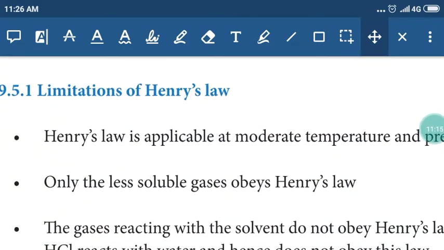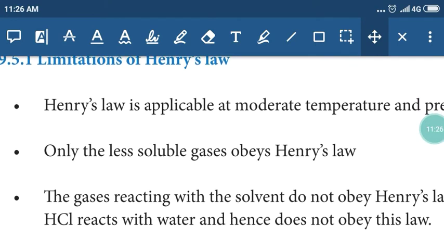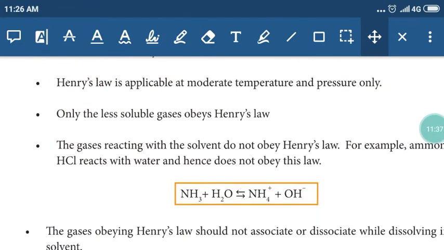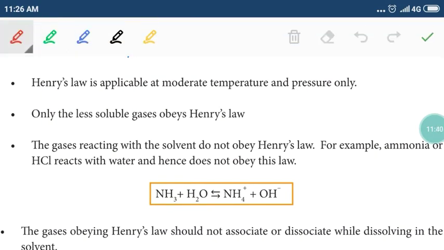What are the limitations of Henry's law? Henry's law deals with gaseous solute molecules dissolved in liquid solvent, and it is applicable only for moderate temperatures and pressures. Then, less soluble gases can be explained with the help of Henry's law. Less soluble gases alone will obey Henry's law.